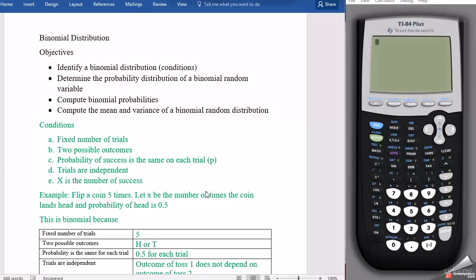Hello guys, in this lecture we are going to talk about binomial distribution. The word binomial comes from two. In this case we are talking about two options, success and failure. So we are going to be looking at these objectives.